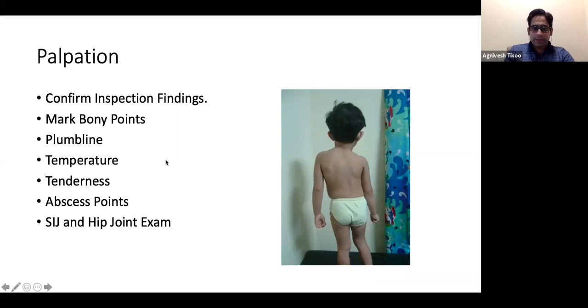So you confirm the inspection findings. If you have to, you mark the bony points. You mark the level of the shoulder, you mark the spine, you mark the posterior superior iliac crest, and then if you have to do any measurements, you can do them with these.